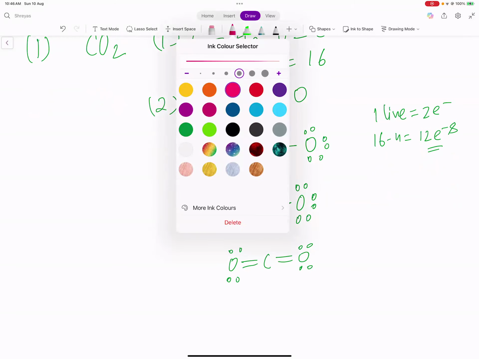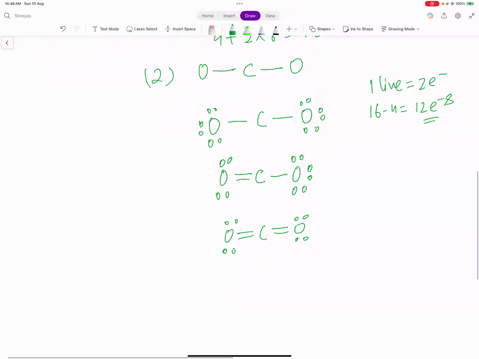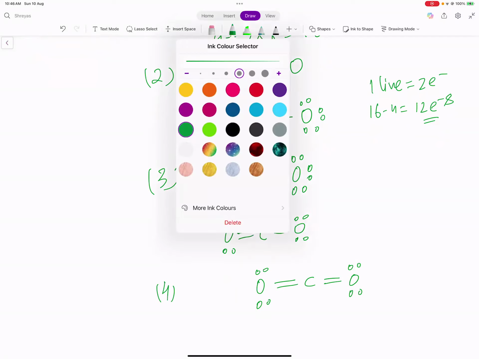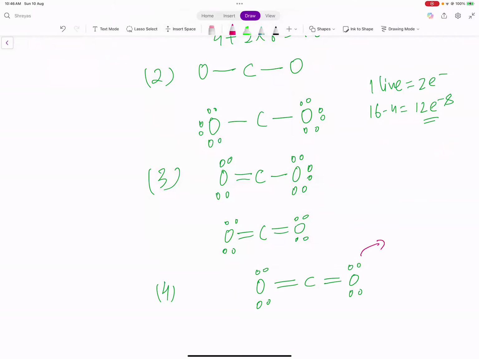Now, this was the third step. And the final step is where we calculate the formal charge on each atom. Formal charge is equal to valence electrons minus lines plus dots. So valence electron 6, lines 2, dots 4, 0, no charge. Similarly, 6 minus 2 plus 4, 0, no formal charge. For carbon, 4 valence electrons, 4 lines, 0 dots, no formal charge. No charge on any atom. CO2 is a neutral molecule.